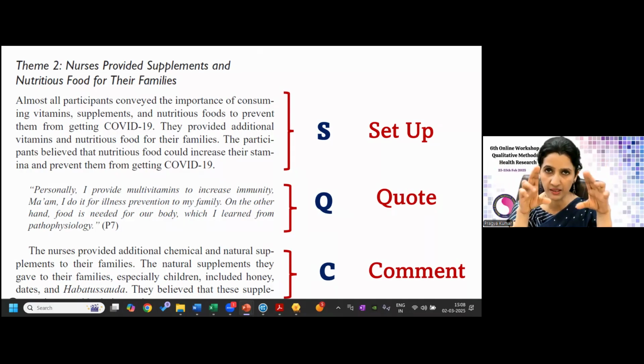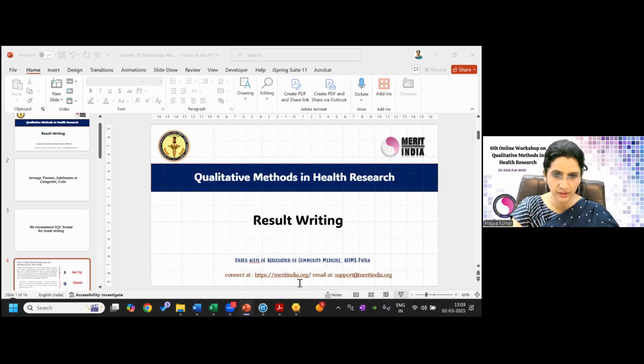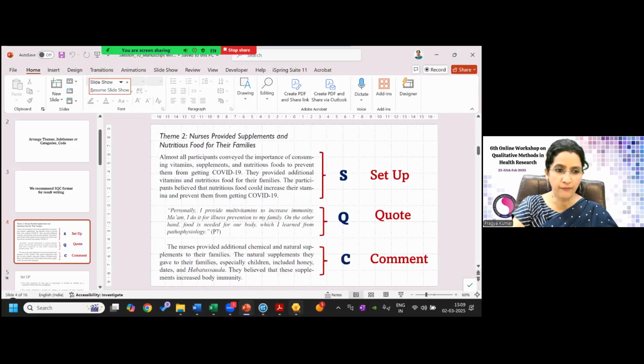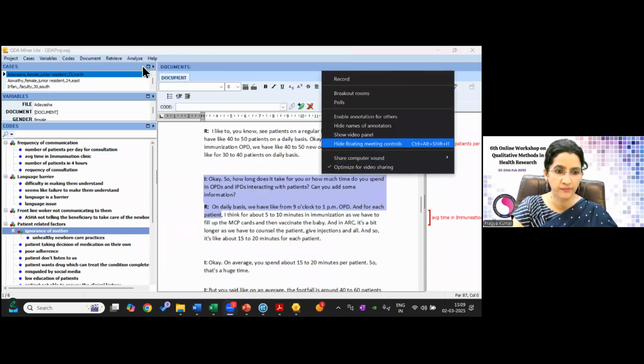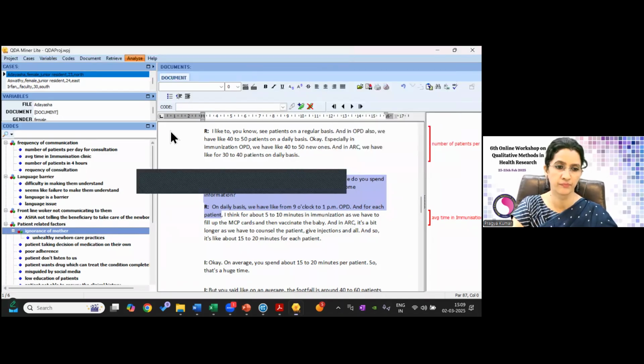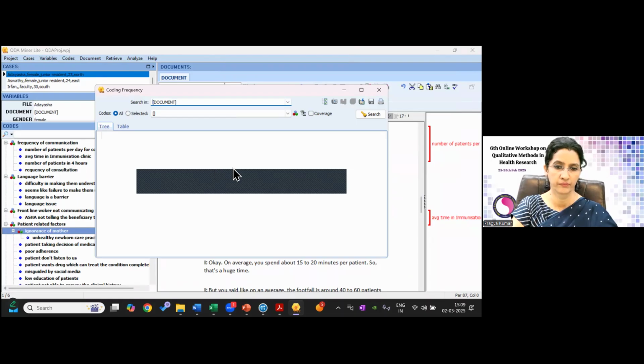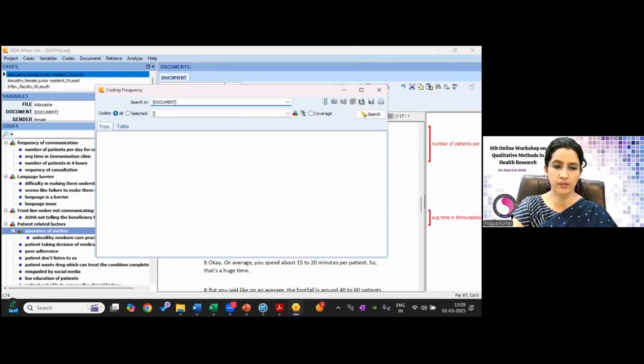So just select that particular category from that QDA and then focus on that. What you can do, if you can recall that frequency, I'll again show you that. So this is the QDA. So let's say I have to frame the result of this language barrier. So I'll go to this analyze, coding frequency, and I'll just click on this search.